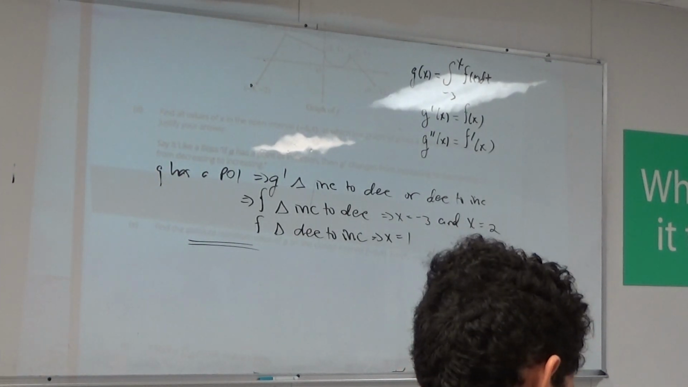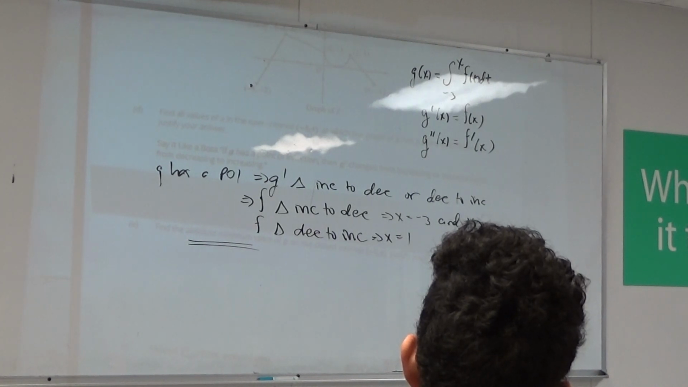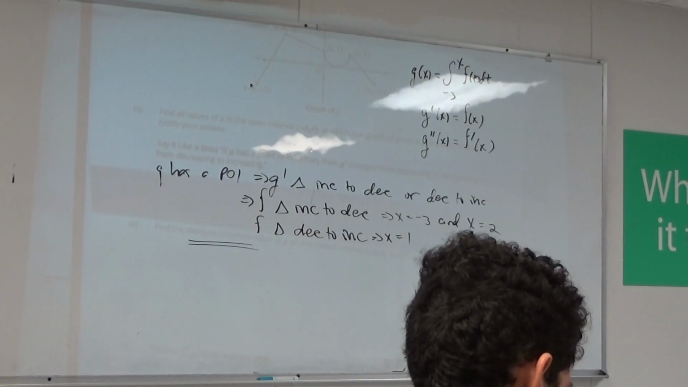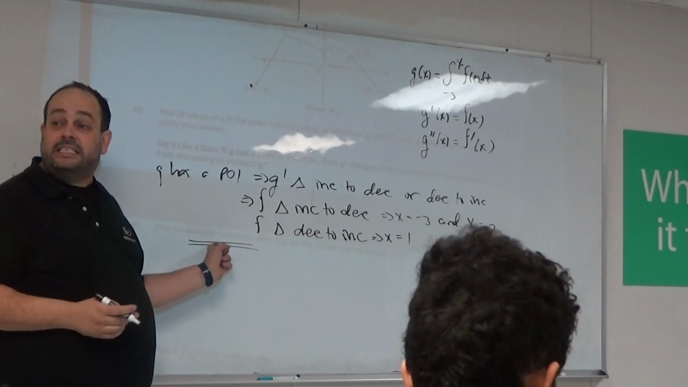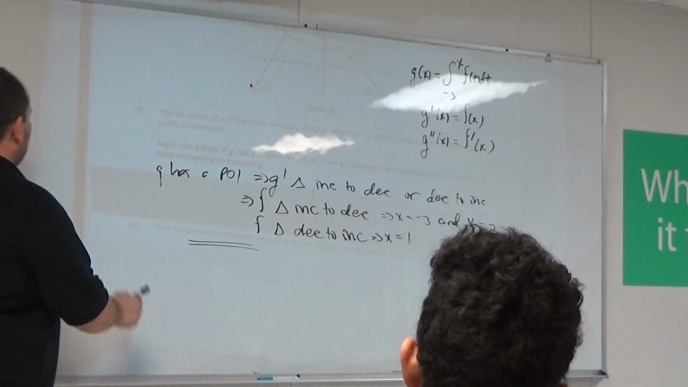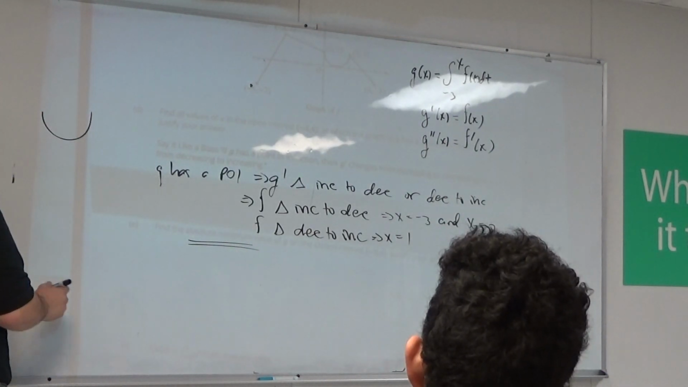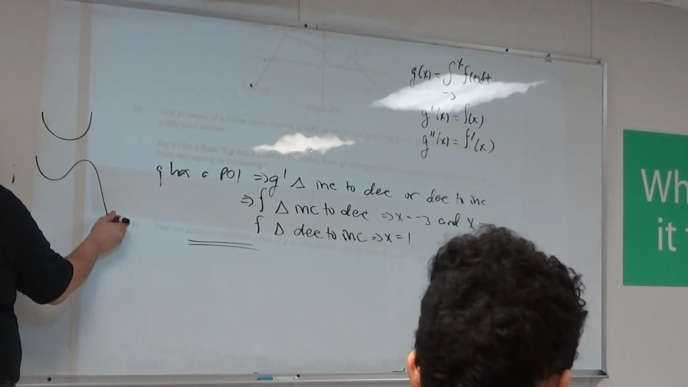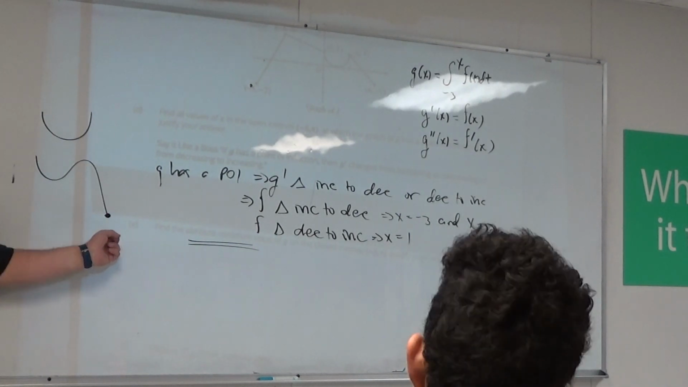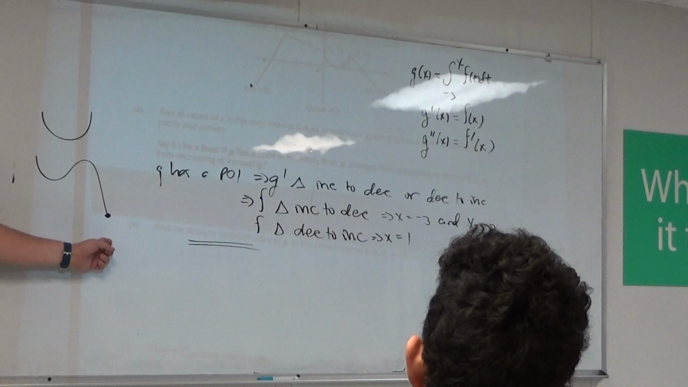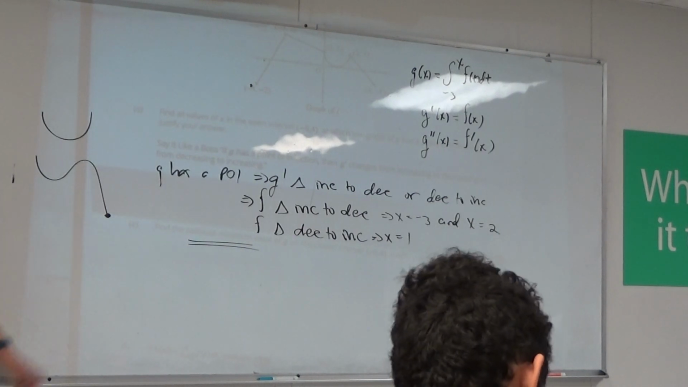You have to find big F. An absolute minimum is different from a relative minimum. A relative minimum just says, looks like that. But an absolute minimum would look like something like that. Right? Absolute minimum just means lowest point.